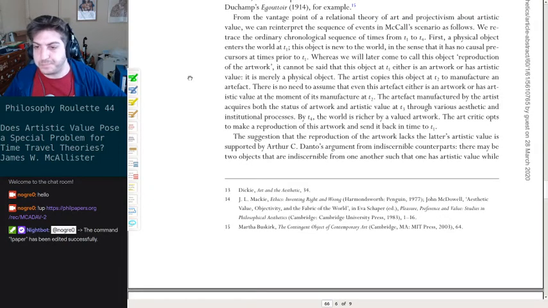Okay. The artist copies this object at T2 to manufacture an artifact. There is no need to assume that even this artifact either is an artwork or has artistic value at the moment of its manufacture at T2. The artifact manufactured by the artist acquires both the status of artwork and artistic value at T3 through various aesthetic and institutional processes. By T4, the world is richer by a valued artwork.